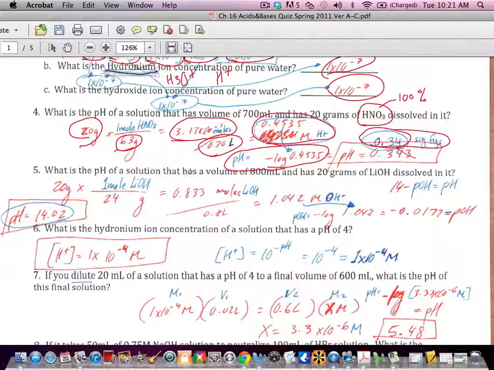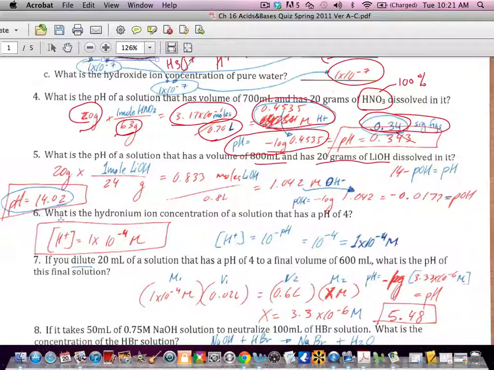What's the pOH of a solution that has a volume of 800 milliliters and 20 grams of lithium hydroxide? Lithium hydroxide is a strong base. You know this because of the OH. So you have 20 grams divided by 24 grams per mole of the lithium hydroxide. You get 0.833 moles of lithium hydroxide divided by 0.8 liters. Gives you a molarity of 1.042 molar of OH ions.